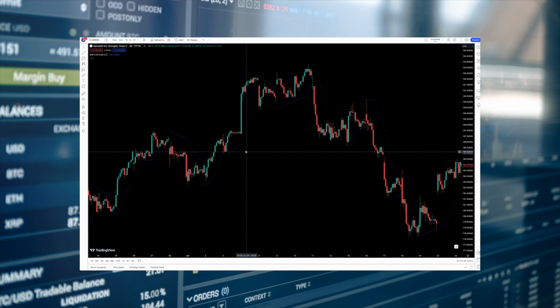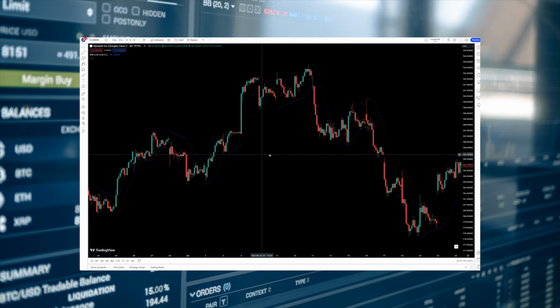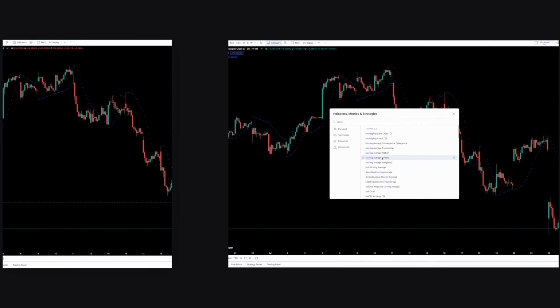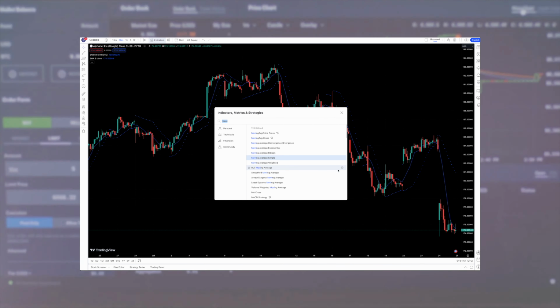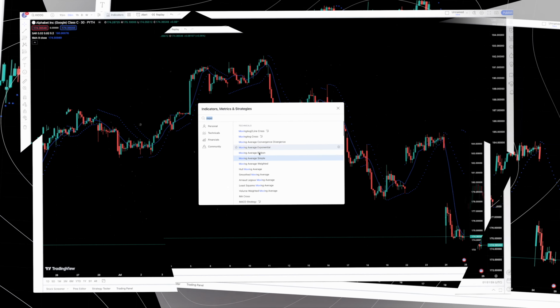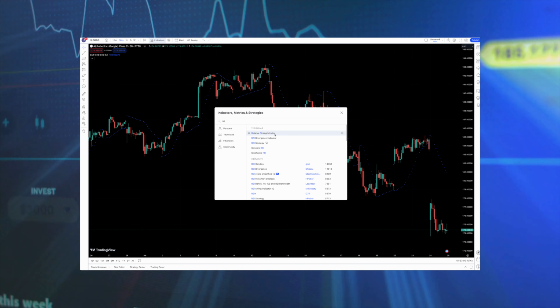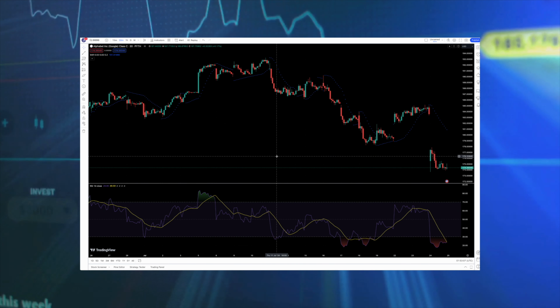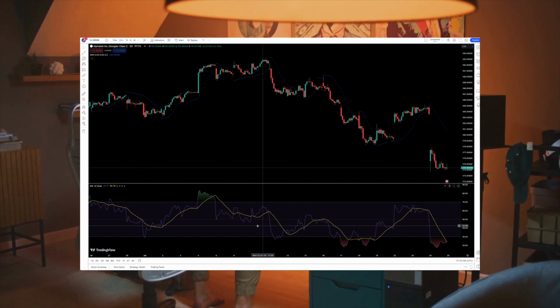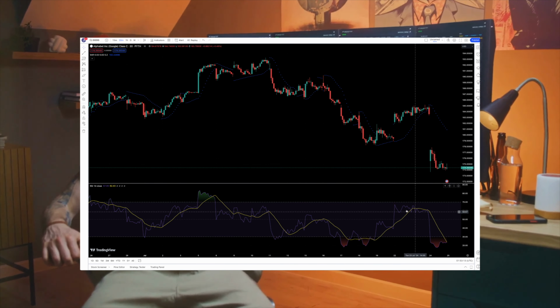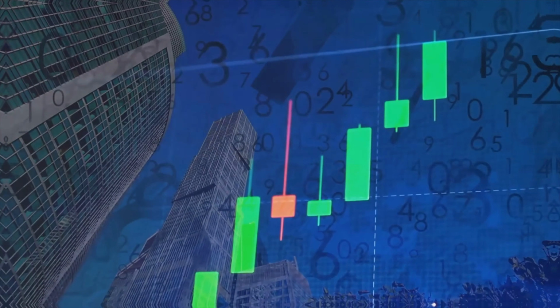While the Parabolic SAR is powerful, combining it with other indicators can enhance its effectiveness. Common combinations include moving averages to confirm trend direction and strength, relative strength index, or RSI, to avoid false signals by ensuring the asset isn't overbought or oversold. Simple tip: combining the Parabolic SAR with the moving average can filter out many false signals, providing a more reliable trading strategy. Risk management with Parabolic SAR.